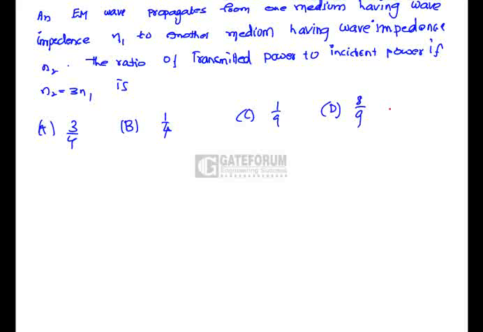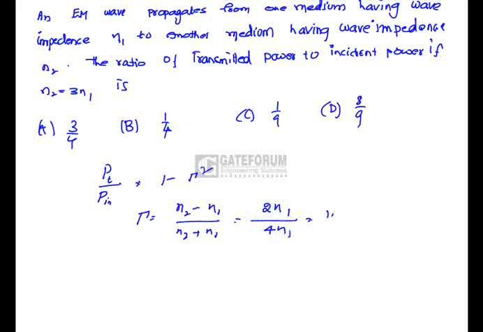A wave propagates from one medium whose wave impedance is N1 to another medium having a wave impedance of N2. The ratio of transmitted power to incident power if N2 equals 3N1. Here P transmitted by P incident is equal to 1 minus gamma square. Here gamma is nothing but N2 minus N1 by N2 plus N1. Here N2 is 3N1, so 2N1 divided by 4N1, that is 1 by 2. So it is 1 minus 1 by 4, which is 3 by 4. That is option A is correct.